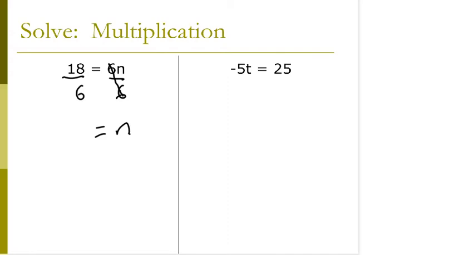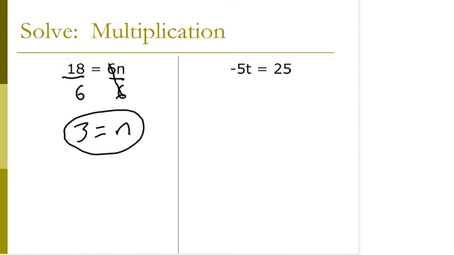18 divided by 6 is 3, and so n is 3. If you want to check it yourself, put 3 back where the n is and see if it's true. We should end up with 18. 6 times 3 is 18, and so we know this is true.